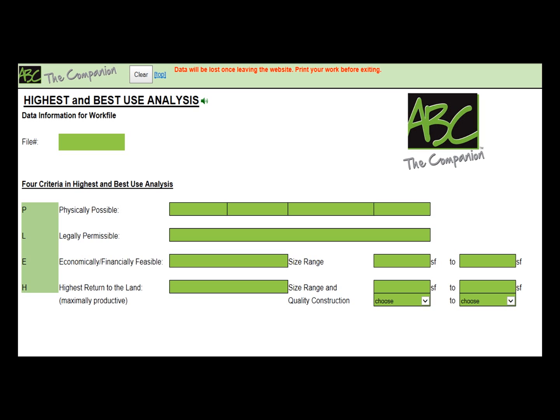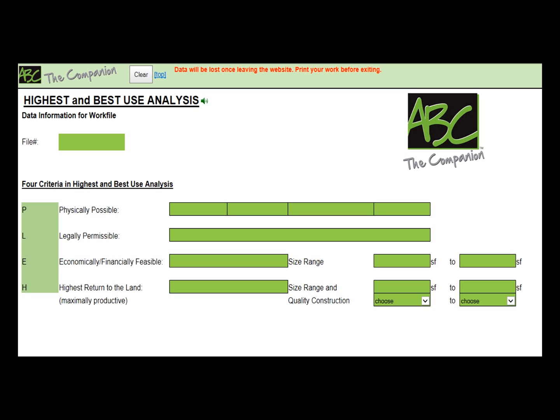The next step is to take a look at what is going to be economically or financially feasible. Let's say we've got a residential lot that is maybe 60 by 120 in size. The first question we need to ask is, what could we build on that, since we've already determined what's physically possible and legally permissible? So let's say we've got restrictions that require a single-family residential use. The question is, could I build a 1-story, 2-story, 3, 4, or even more? What would be financially feasible?